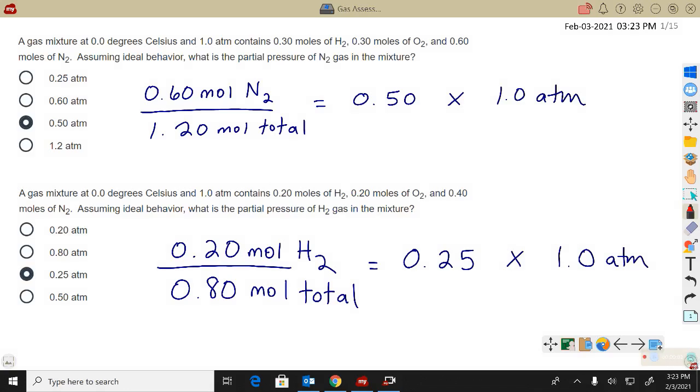Here are the answers to the gas assessment. Now, you wouldn't have had all of these questions. I think you had about 9 of them. These two are very similar. They're looking at partial pressure of a gas in a mixture.